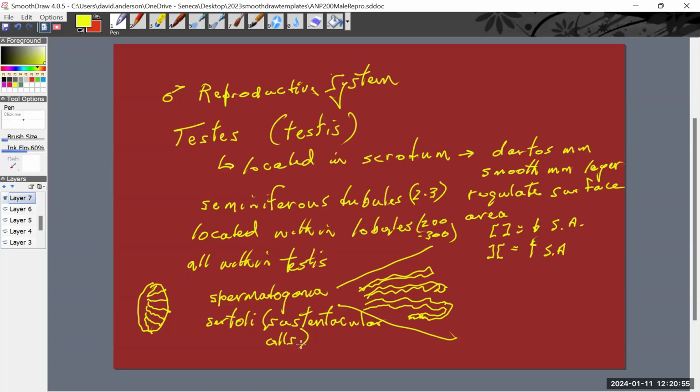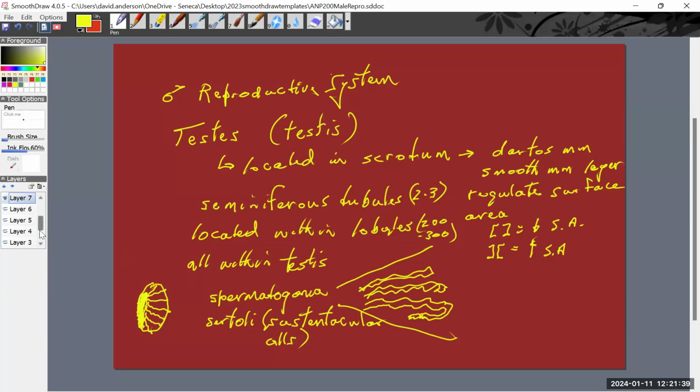Now, we're going to find out a little bit later that these seminiferous tubules are going to collect and form a series of tubules that are going to enter a structure that's called the epididymis. And the epididymis is within the testes. So all the seminiferous tubules are going to funnel towards the epididymis, and the spermatozoa that have been formed within the seminiferous tubules are going to be sent there to mature. We'll talk a little bit more about that when we look at the process of spermatogenesis.